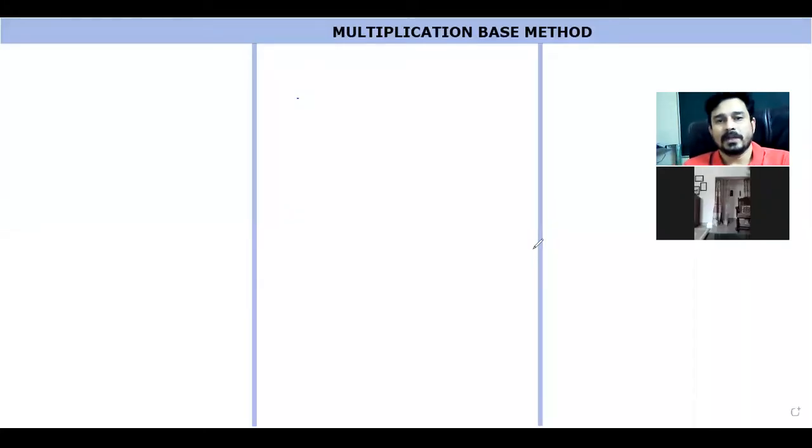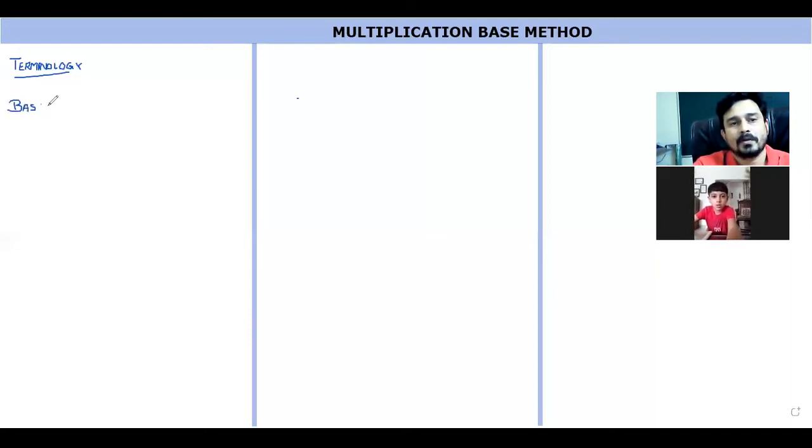We are going to learn the multiplication base method. This is a special technique of multiplication, and to know the technique, first the meaning or the terminology must be clear. What is terminology? First, we are going to use the term base. Now, what is base?